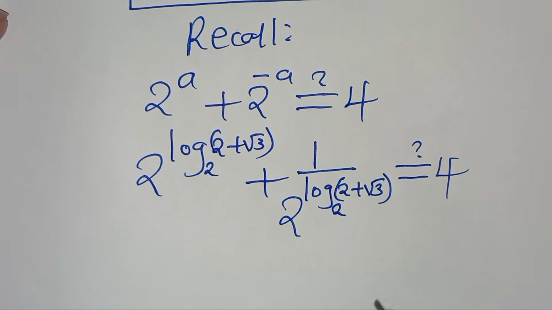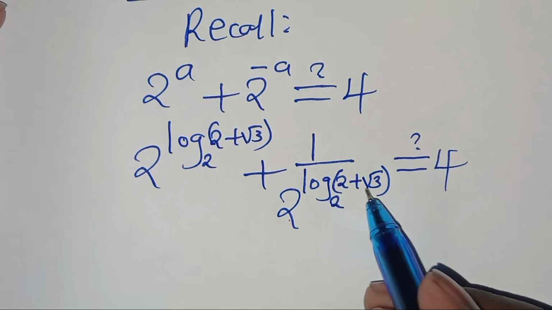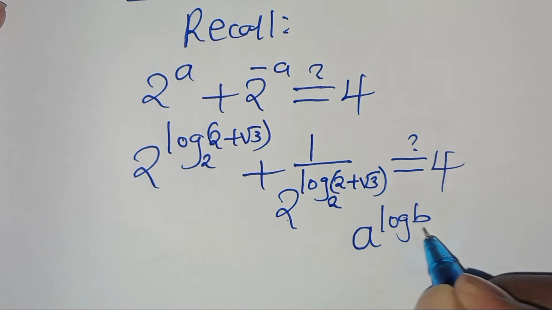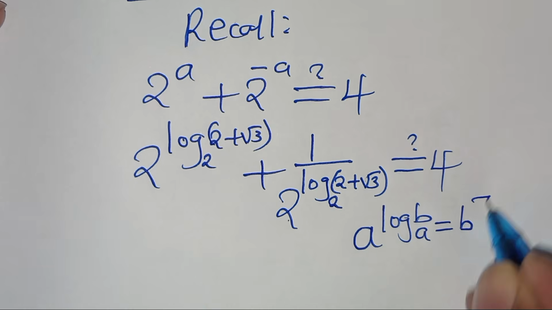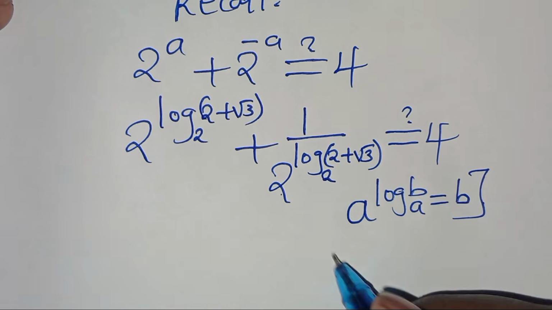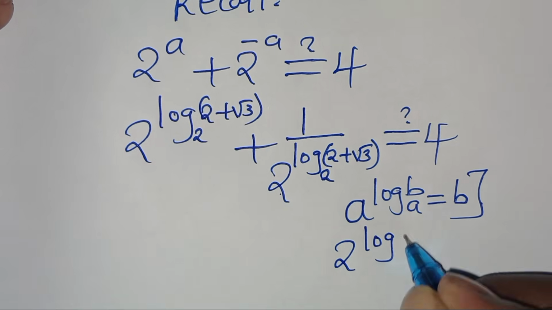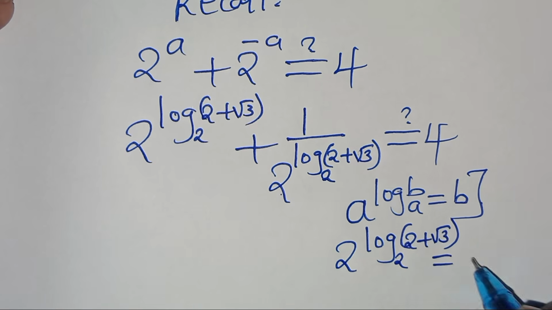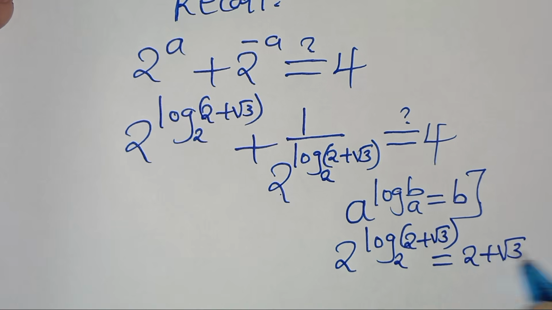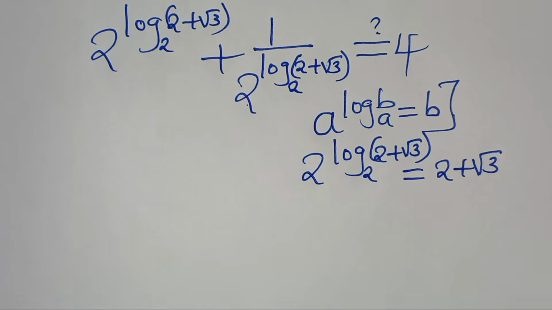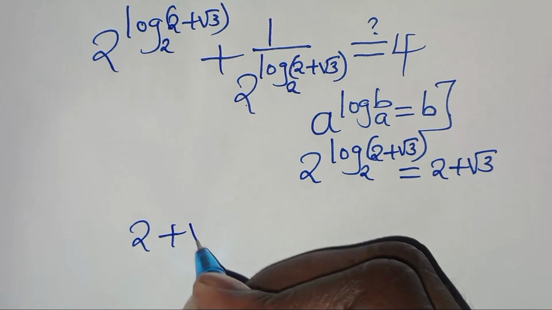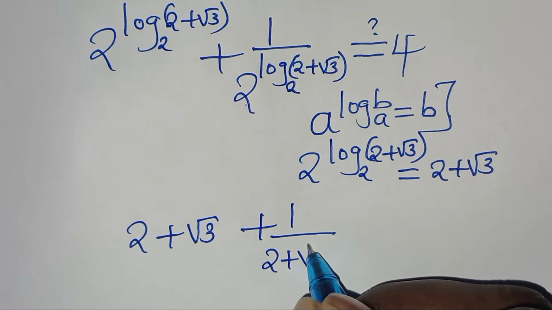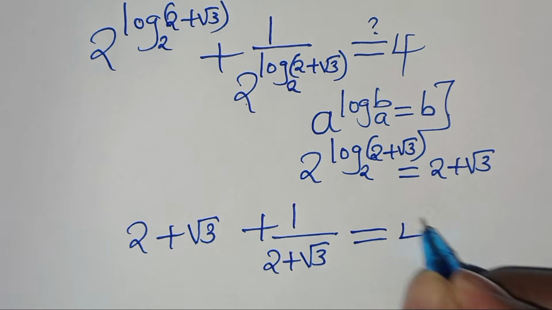Now, we have that 2 to the power of log 2 plus square root of 3 to base 2. This is in the form of a to the power of log b to base a, and this is equal to b. Applying this property, this implies that 2 to the power of log 2 plus square root of 3 to base 2 should give us a value of 2 plus square root of 3. So we have 2 plus square root of 3 plus 1 over 2 plus square root of 3. This is equal to 4.